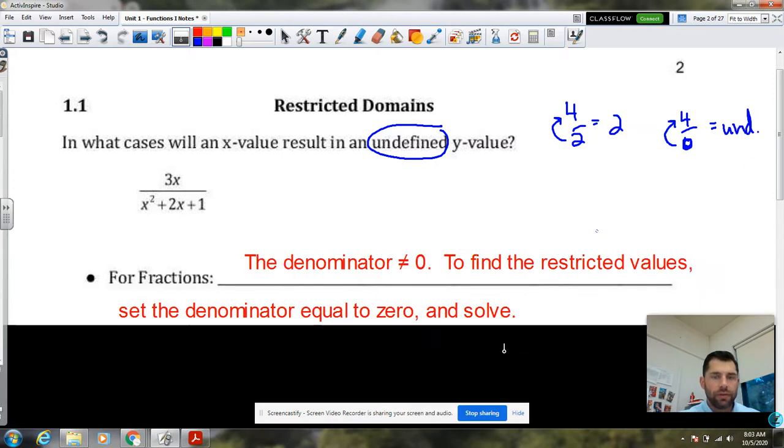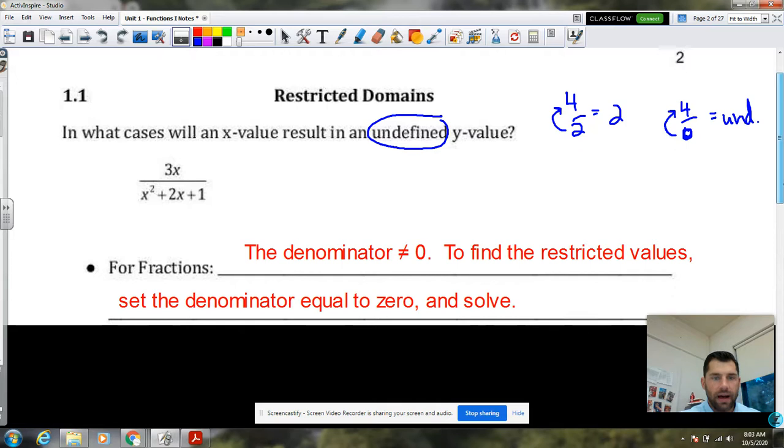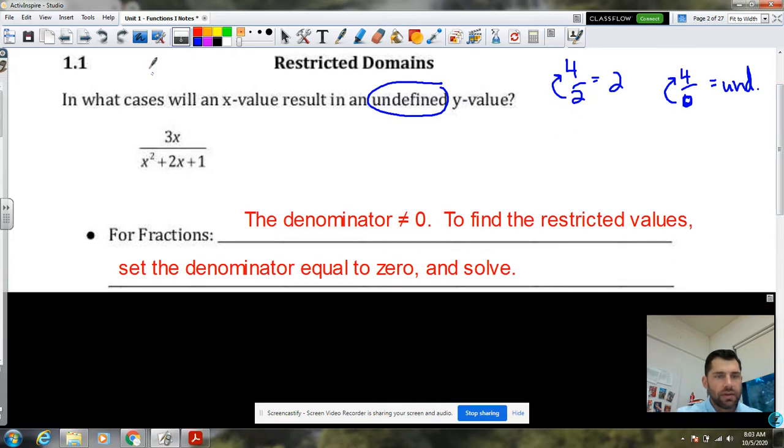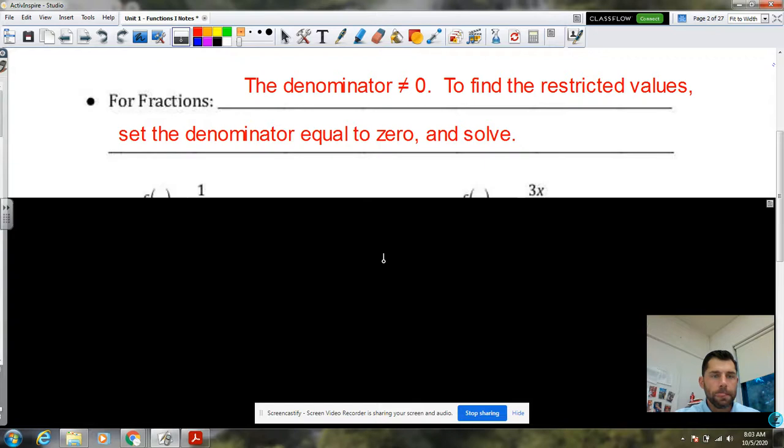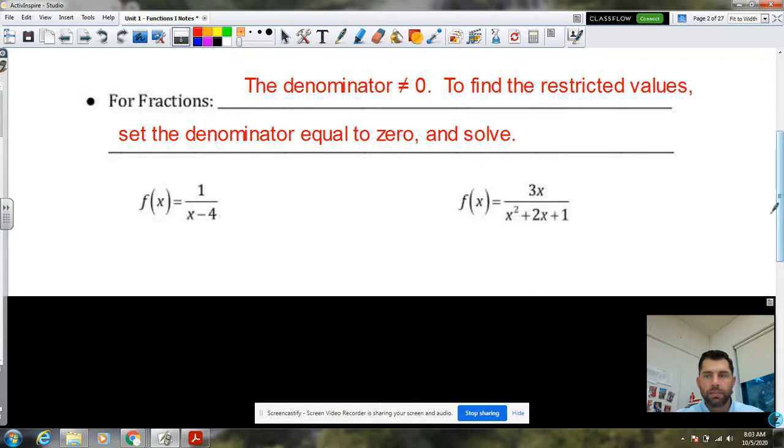All right, so what we have to do to solve these, to find what the domain is restricted as, and maybe I'll put this here, this denominator cannot equal 0. The denominator cannot equal 0. To find the restricted values, we just basically set the denominator equal to 0 and solve. All right, and whatever values come out as our answer, those are the values that we can't let our function be. Okay? So a couple little examples.